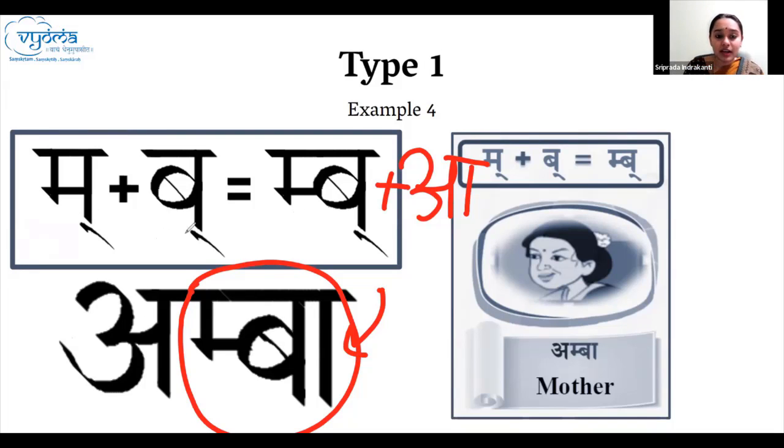We are only looking at the Samyuktakshara. This is a Samyuktakshara. When we add it to a, then it becomes ba. It becomes long.